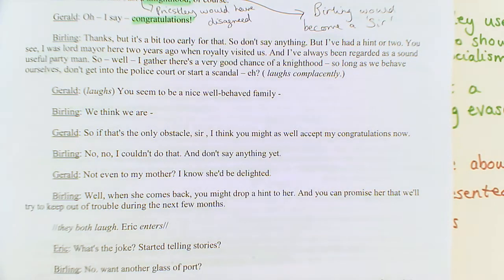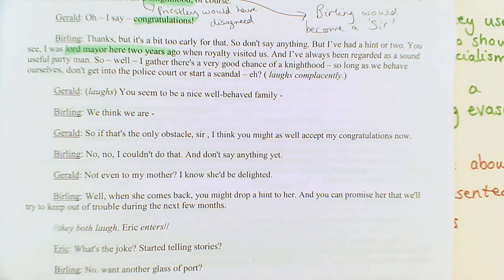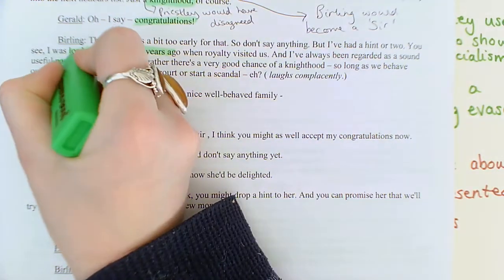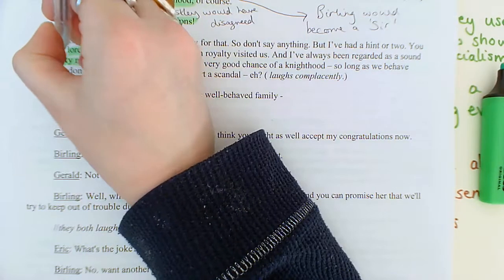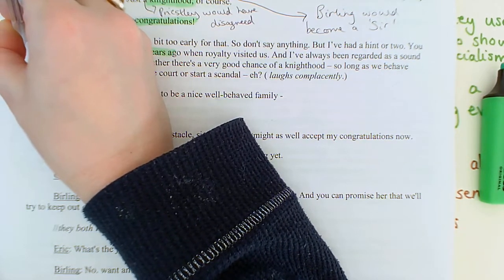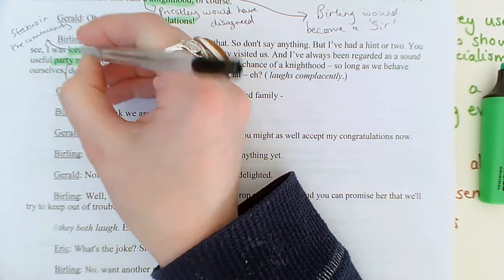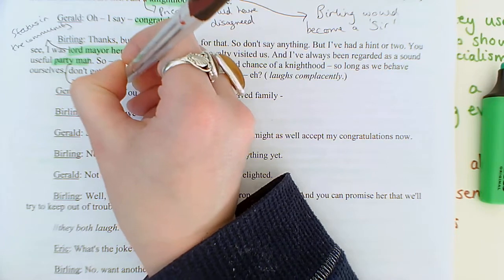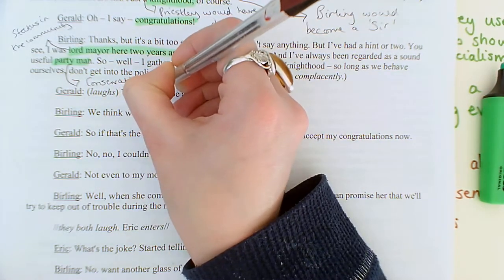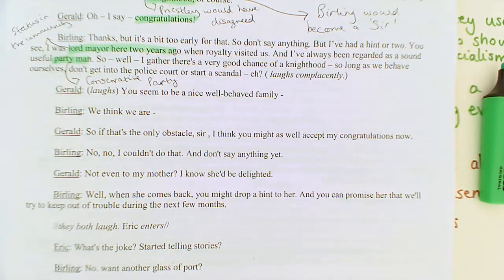So Gerald obviously is very pleased about that. "Oh, I say congratulations." And Birling says thanks, but it's a bit too early for that, so don't say anything. "But I've had a hint or two, you see. I was Lord Mayor here 2 years ago when royalty visited us. And I've always been regarded as a sound, useful party man." So obviously, Lord Mayor, he has status in the community, which comes up a little bit later in the play. And party man, he's talking about the Conservative Party, which in those days was viewed as the party of the rich and the wealthy.